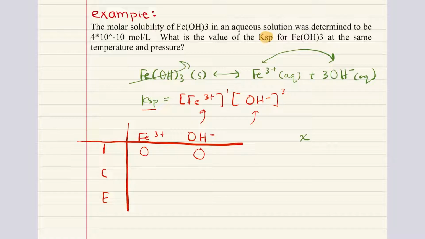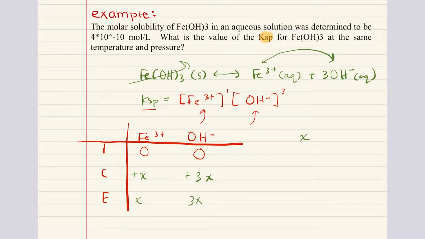So the ratio here is 1 to 3. There's 1 iron 3 plus for every 3 hydroxide ions. So when we're writing the change, it's going to be plus x for iron 3 plus and plus 3x for hydroxide ions. And that means that the equilibrium concentrations for iron 3 plus is going to be x, and for hydroxide, it's going to be 3x.